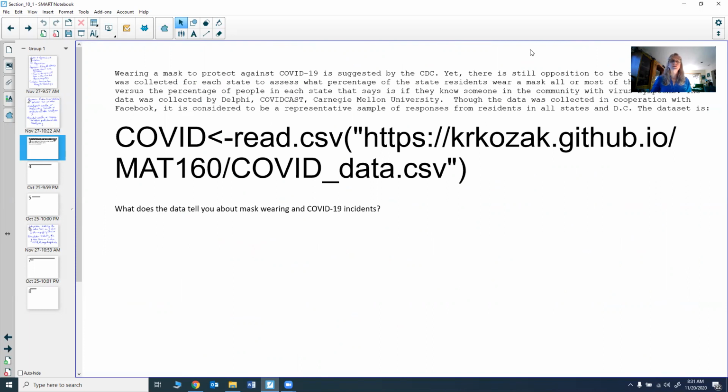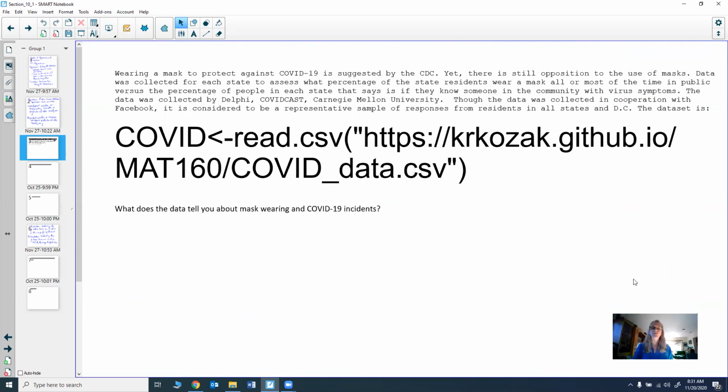So wearing a mask to protect against COVID-19 is suggested by the CDC, yet there's still opposition to this use of masks. Data was collected for each state to assess what percentage of the state residents wear a mask all or most of the time in public versus the percentage of people in each state that says they know someone in the community who has had virus symptoms. This data was collected by Delphi COVIDcast with Carnegie Mellon University. Though the data was actually collected in cooperation with Facebook, it is considered to be a representative sample of responses from residents in all states and DC.